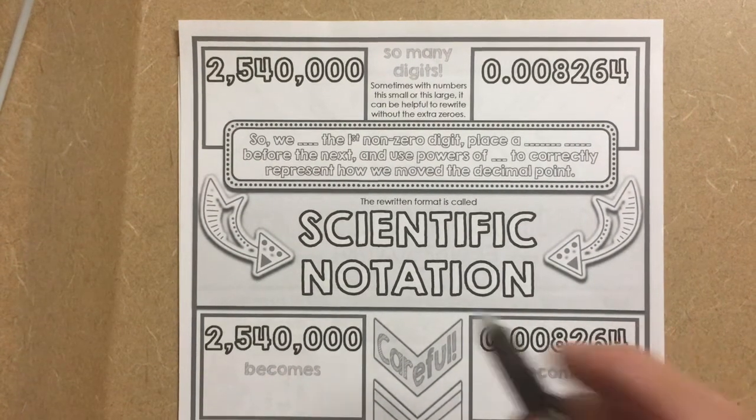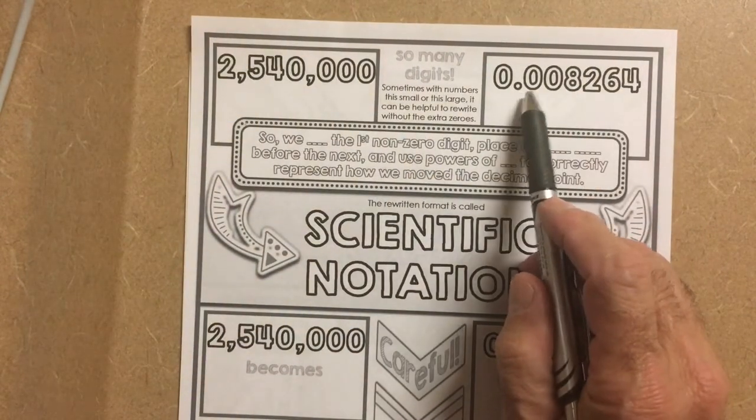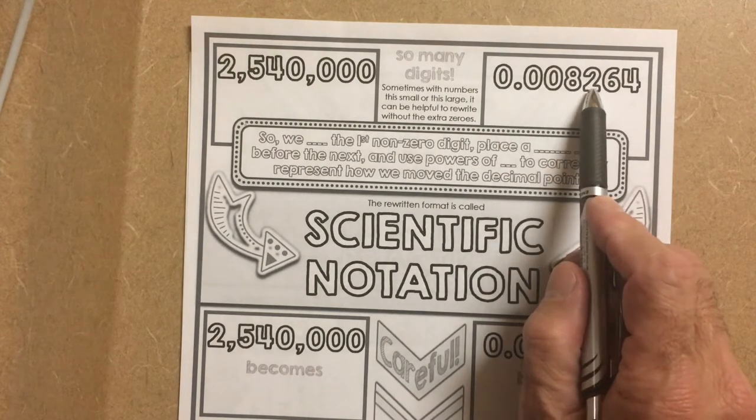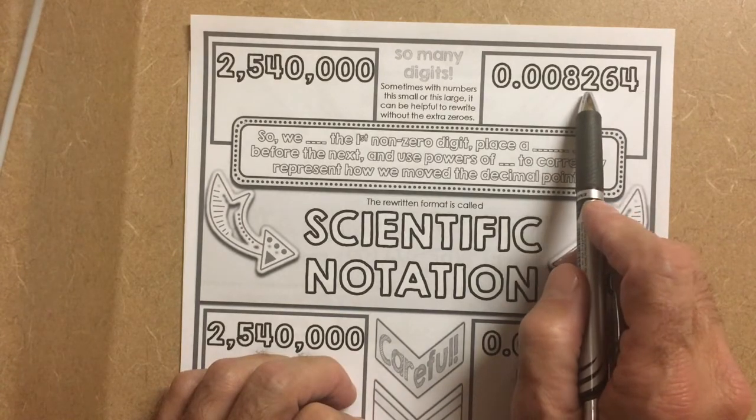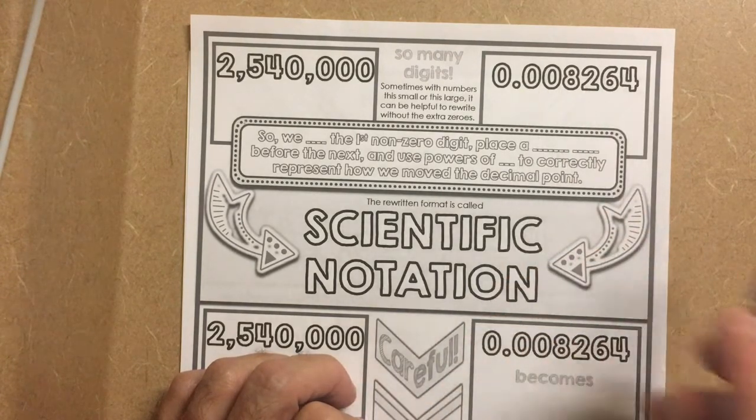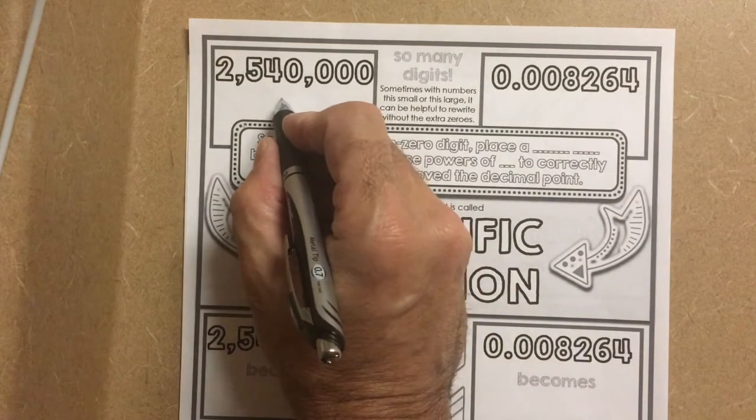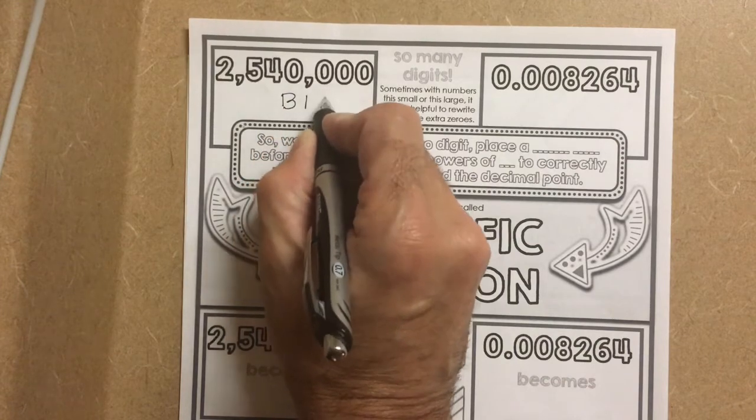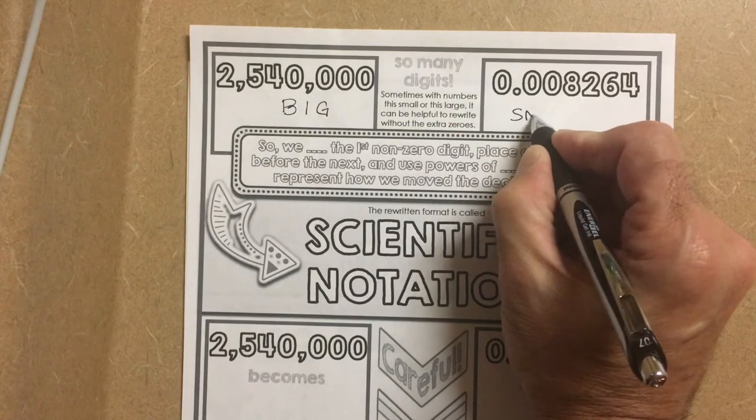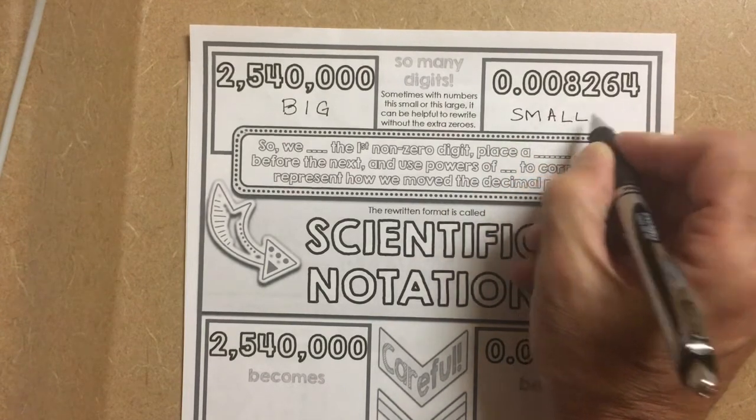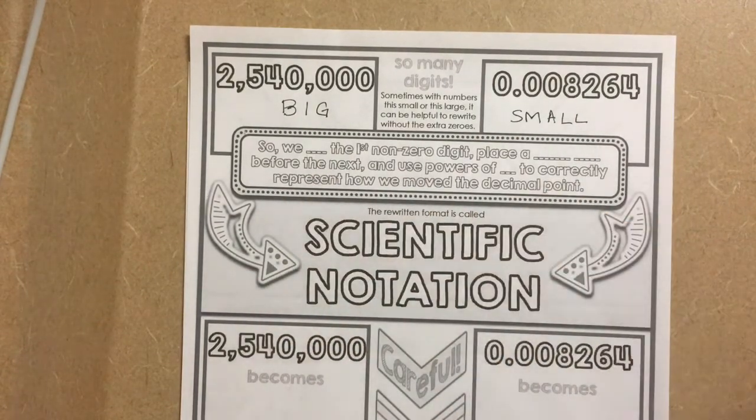Look at the two numbers on the top. 2,540,000, and then this one I've really got to think through. Tenths, hundredths, thousandths, ten-thousandths, hundred-thousandths, millionths. This would be the fraction 8,264 out of 1 million. So what do you notice about these two numbers? Well, hopefully you notice that this number is really big and this number is really small. You're right. So we use scientific notation to write numbers that are really big and really small without all the zeros.